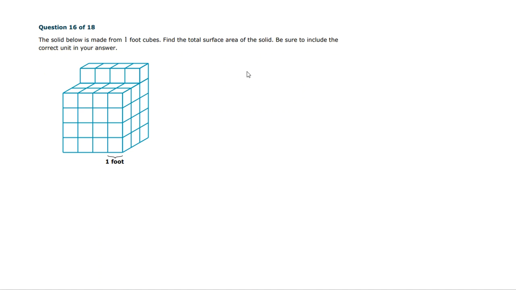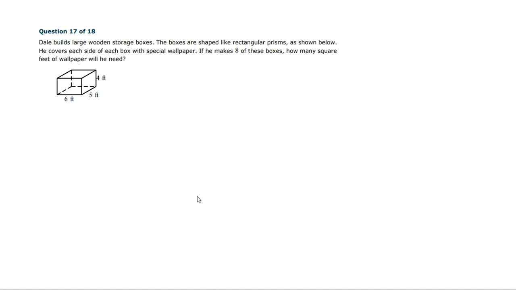Okay, question number 16 is another one of those problems where you're finding the surface area of a combined shape where you have two rectangular prisms. 17, Dale builds large wooden storage boxes. The boxes are shaped like rectangular prisms as shown below. He covers each side of the box with special wallpaper. If he makes 8 of these boxes, how many square feet of wallpaper does he need?